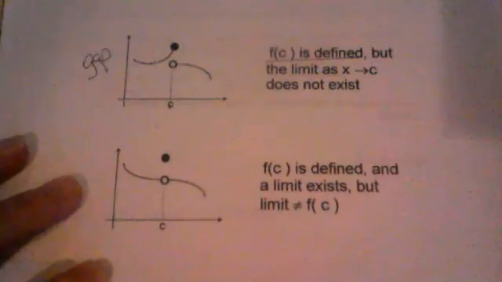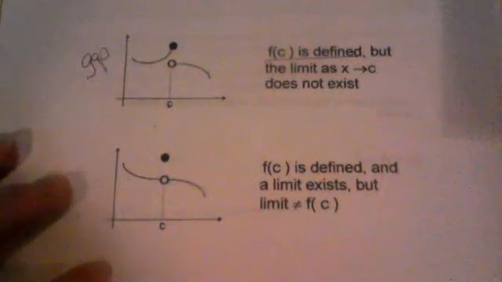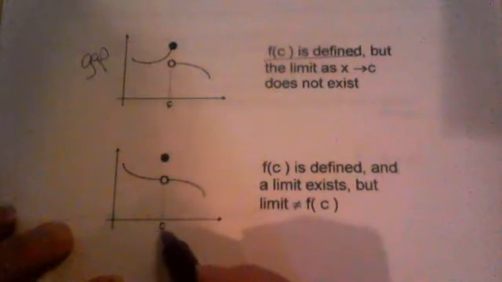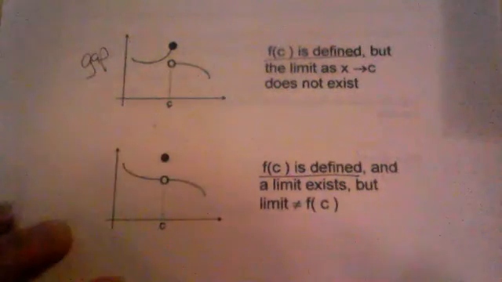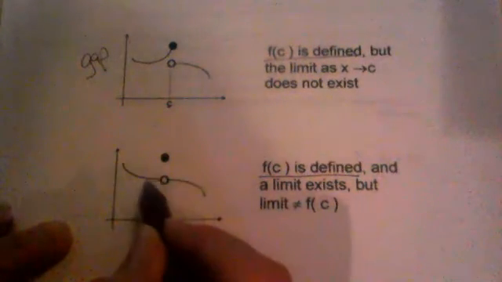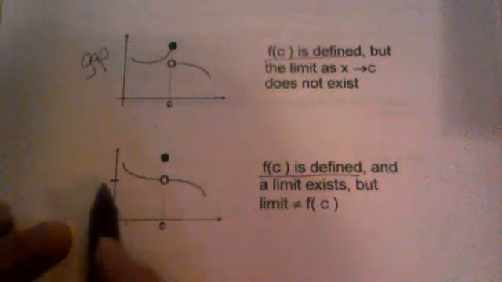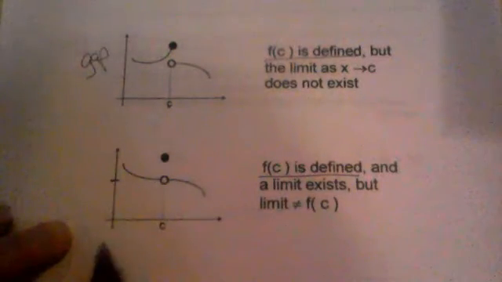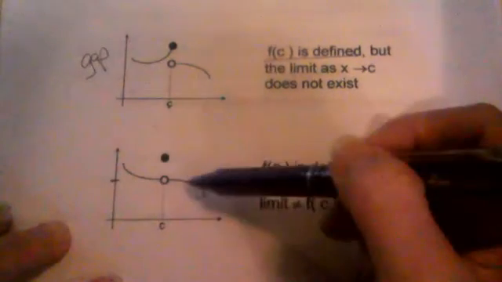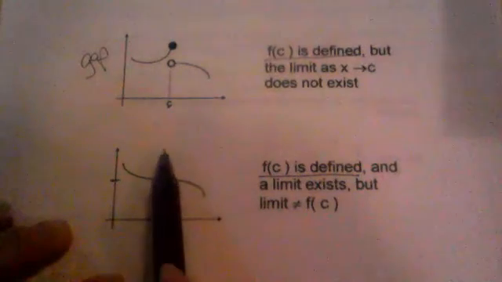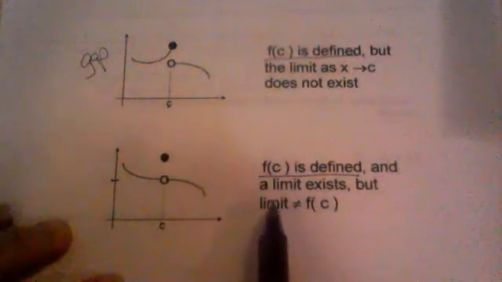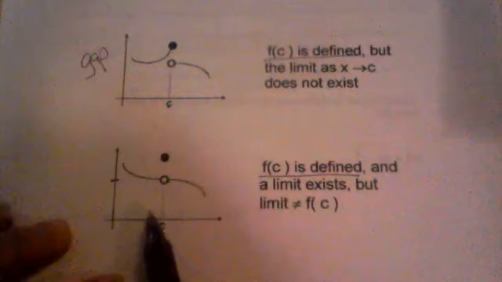This last example also has a value at c. F of c does exist. And the limit at c exists. The limit at c would be whatever the y value is here. So we do have a value. We also have a limit. But condition 3 says that if it's continuous, the limit and the value are the same. So the limit and the value are not the same here. This does not pass condition 3.